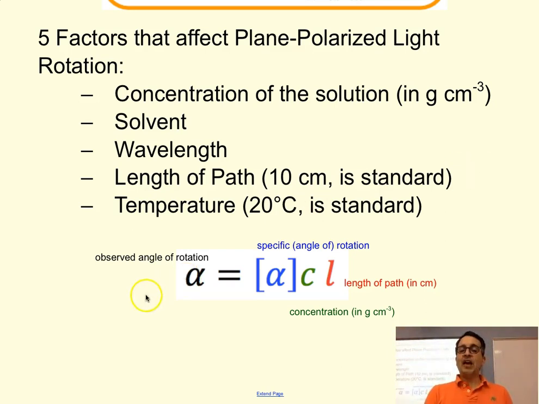All right. The angle of rotation, alpha, can be determined by the specific angle of rotation, which is some constant for that particular substance, times the concentration times the length of the path. So by doing this, we can actually find what this rotation is, and this is a very straightforward idea.